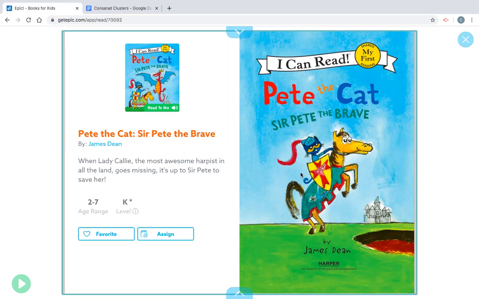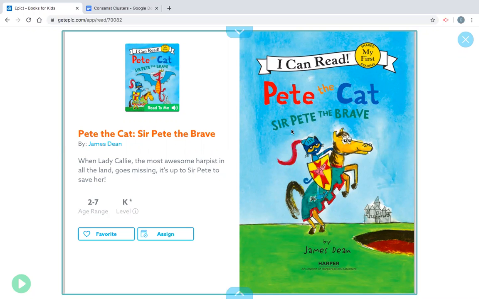And in today's read aloud, we're going to be reading Pete the Cat, Sir Pete the Brave by James Dean. I know a lot of you have already read Pete the Cat books. I'm sure some of you have already read this Pete the Cat book, but we're also going to be doing an awesome activity with this Pete the Cat book.